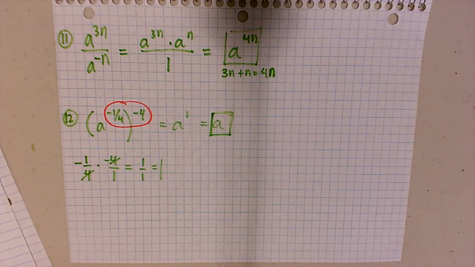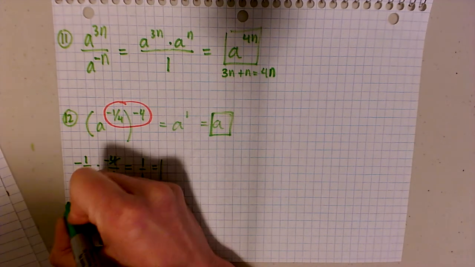Okay. So for number 13, well, 13 I think is pretty simple. We would just do 2/5 minus 3/5. 13, we'll take a look at that one.